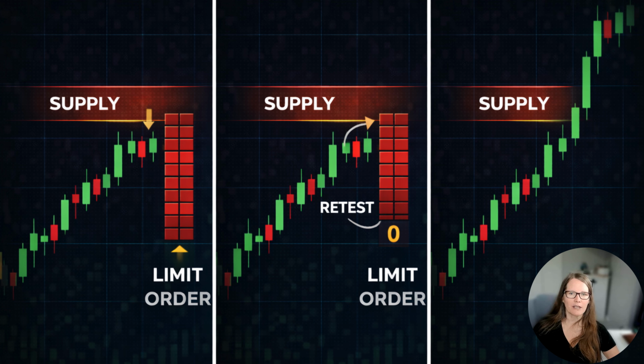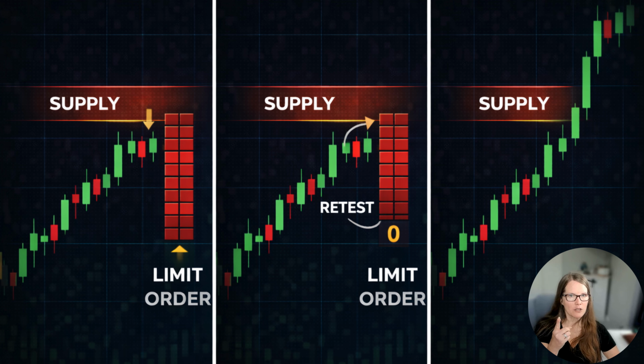You must rank your zones based on the time frame and the departure. That's how you determine how long you intend to be in a trade. Is it a swing trade? Is it a day trade? Is it a scalp trade? Or is it a leap trade? How fast and how far did price move away from the zone? If the departure is weak, the zone is weak. Remember, not all zones are created equal.